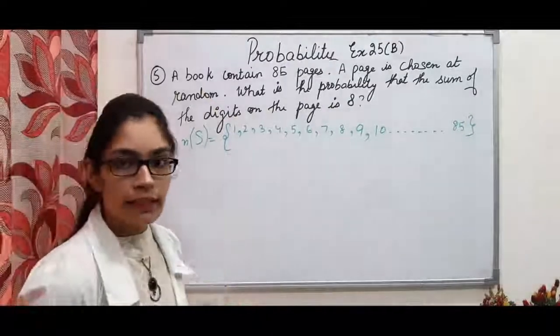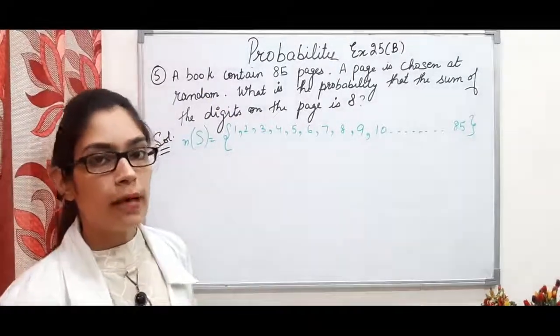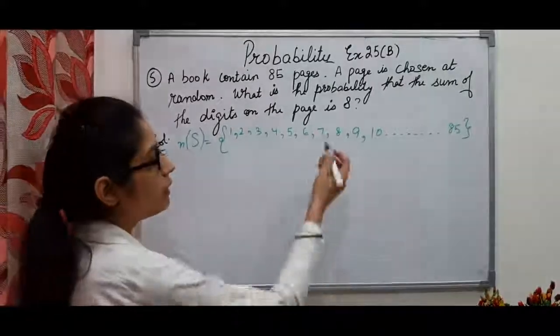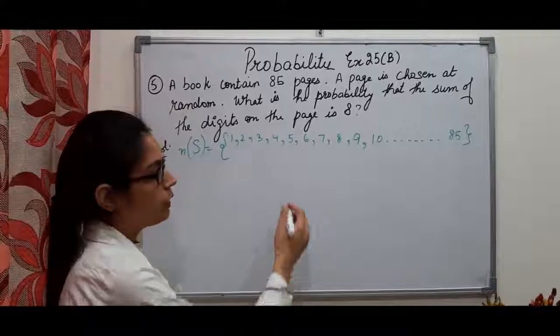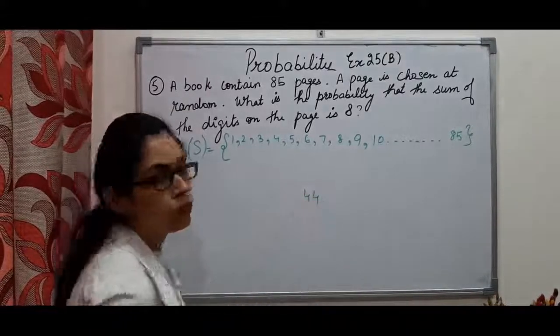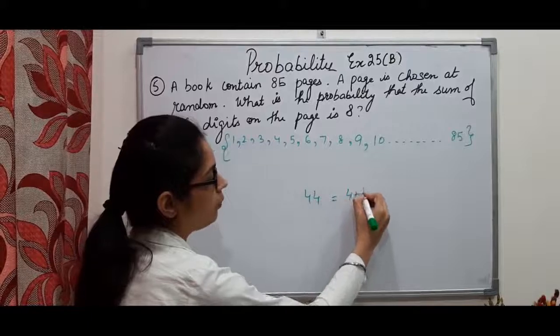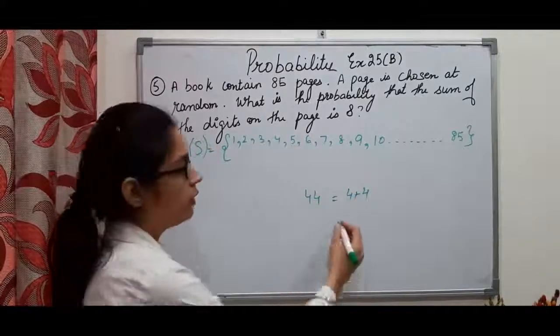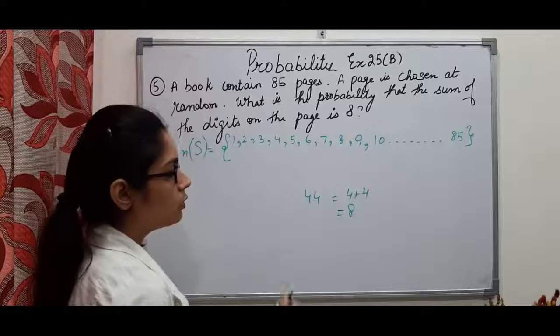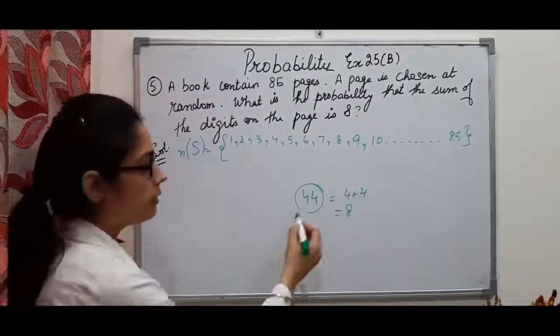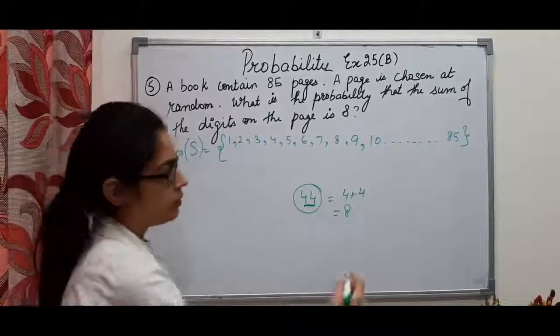So a book has 85 pages, and now you have to find the probability that the sum of the digits on the page is 8. For example, if I have page number 44, if I do the sum of addition, which means 4 plus 4, this is 8. So that's what they have asked in the question. Find the probability that the sum of the digits on the page is 4.